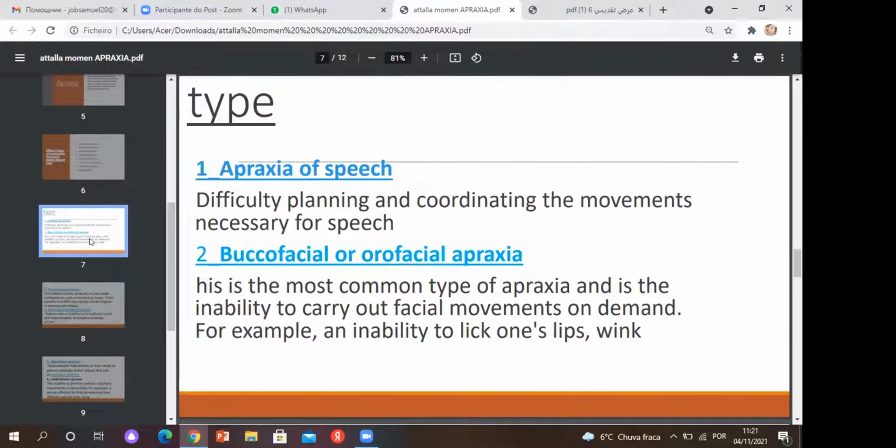First one, apraxia of speech. Apraxia of speech means difficulty planning and coordinating the movement necessary for speech. Second one, buccofacial or orofacial apraxia. This one is the most common type of apraxia. It is the inability to carry out a facial movement on demand, for example, inability to lick one's lips.